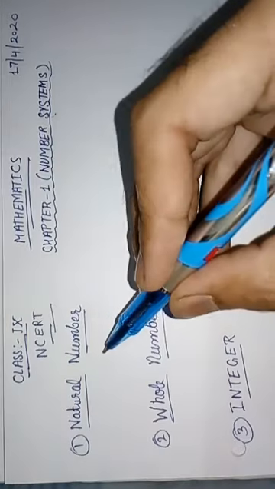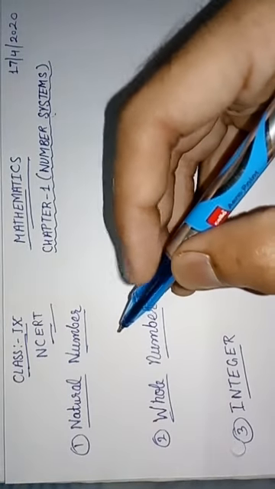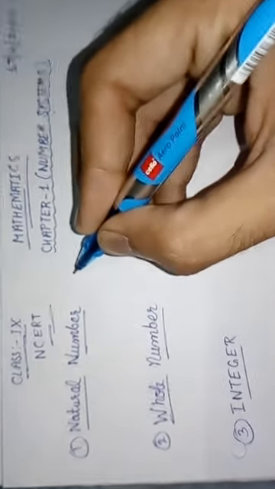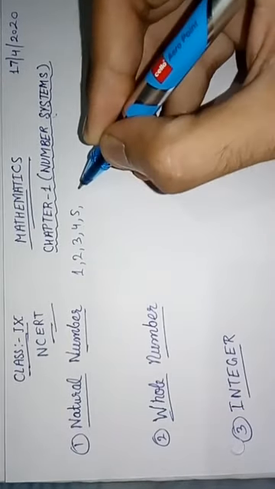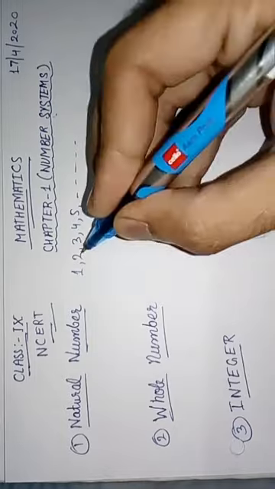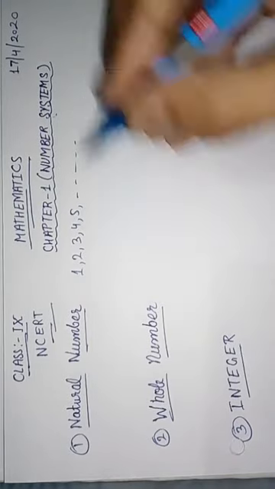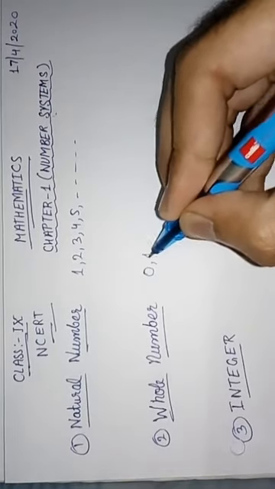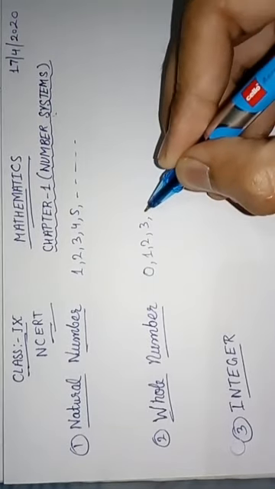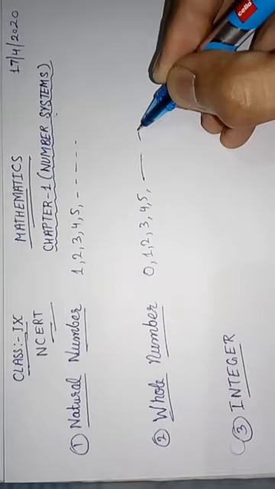First of all, natural numbers. Natural numbers we are using for counting. Natural numbers start from 1, 2, 3, 4, 5, 6, and so on. All positive numbers are here. And then whole numbers start from 0, 1, 2, 3, 4, 5, and so on.